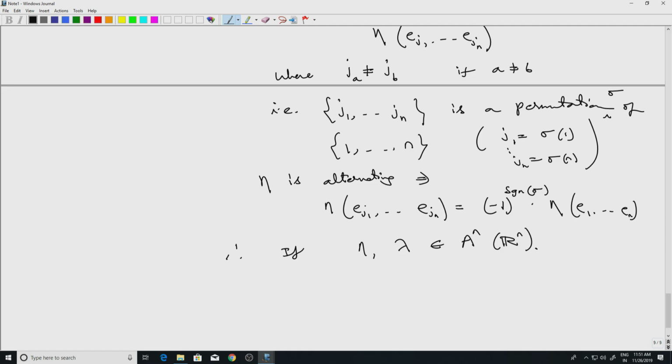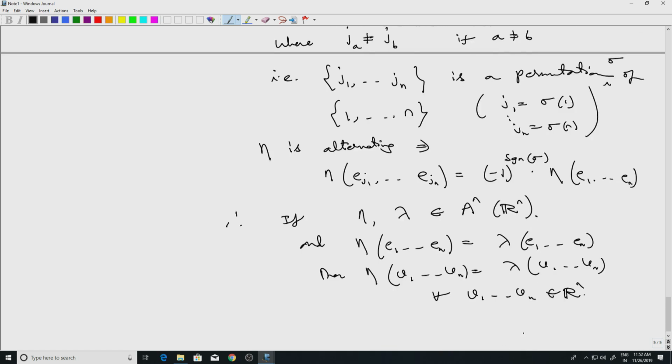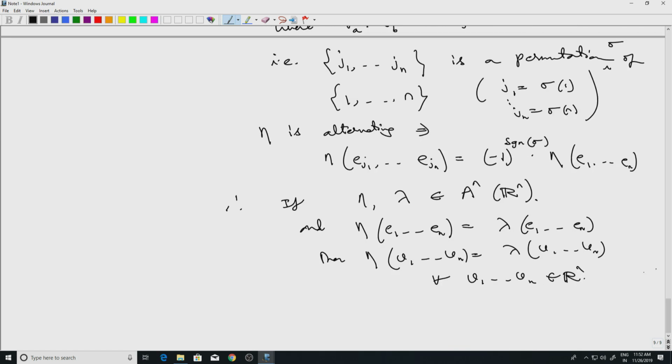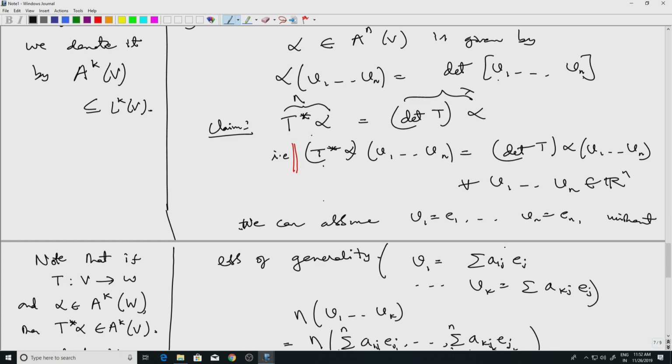So if eta and lambda are both alternating n tensors on Rn, and eta of E1 up to En equals lambda of E1 up to En, then eta of V1 up to Vn equals lambda of V1 up to Vn for all V1 up to Vn in Rn. Which is what we wanted to claim: if they agree on the basis vectors, then they agree for all vectors. And this eta is T star alpha, and the right hand side is lambda.